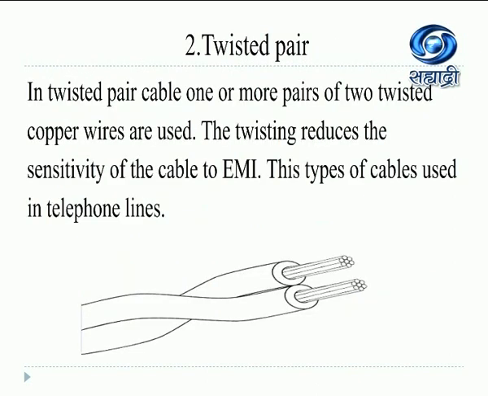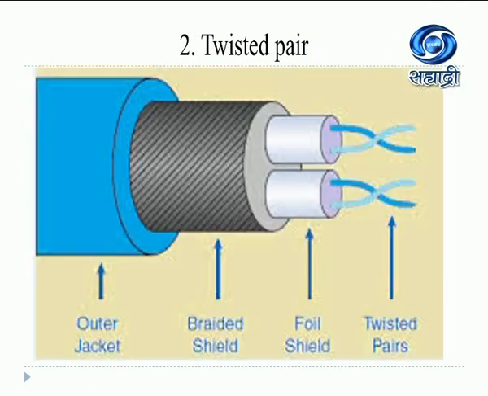We'll go for the next category of cable, which is twisted pair cable. In twisted pair cable, one or more pairs of cable are twisted between them. So let's study the working of this twisted pair cable. In twisted pair cable, one or more pairs of 2 twisted copper wires are used. The twisting reduces the sensitivity of the cable to EMI. This type of cable is used in telephone lines.